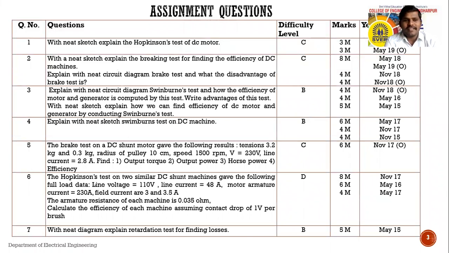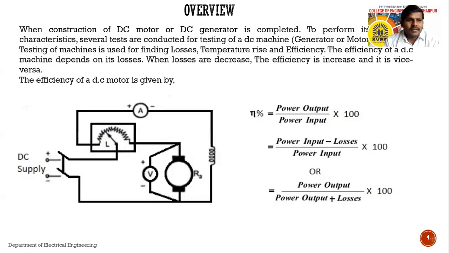With a neat sketch, explain the Hopkinson test, as well as, with a neat sketch, explain the brake test of the machine, and also state some advantages and disadvantages. Explain the Swinburne test with a neat sketch. What is the Hopkinson test, how is it carried out, and some problems related to it. These types of questions can be asked on unit number 3, testing of DC machine. We will see them one by one.